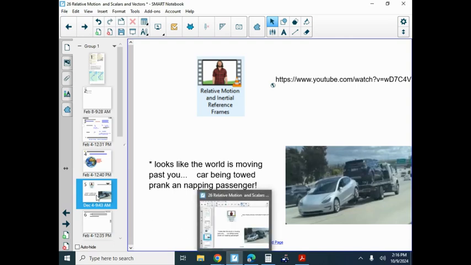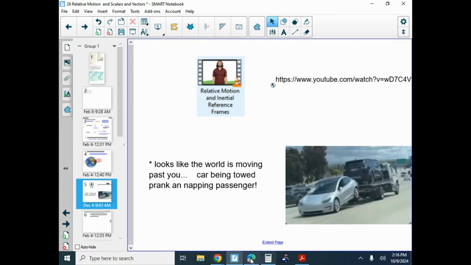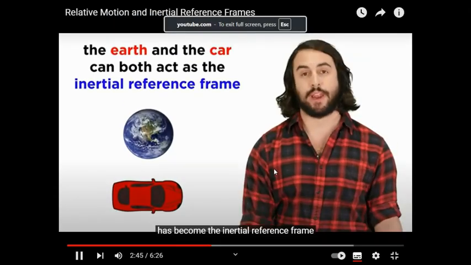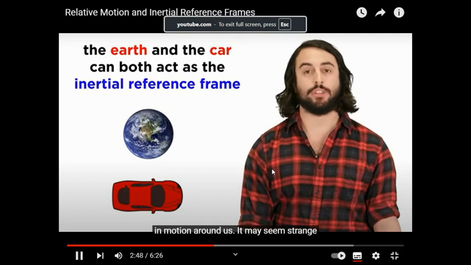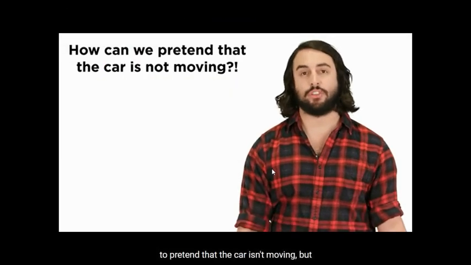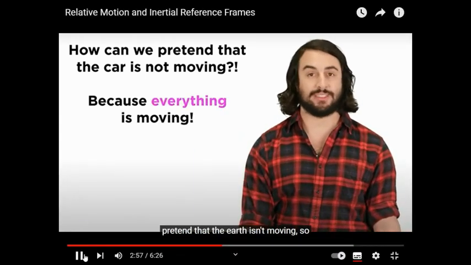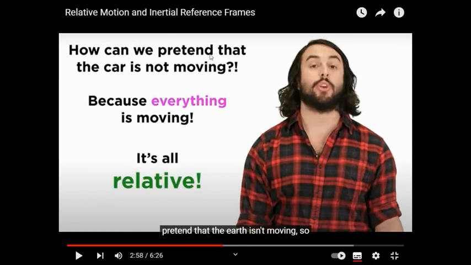All right. So back to the show here. The car has become the inertial reference frame that is standing still, and everything is in motion around us. It may seem strange to pretend that the car isn't moving, but remember, it's just as incorrect to pretend that the Earth isn't moving. And more importantly, you're not really pretending it's not moving, you're just saying it's not moving relative to you, you're not moving relative to it, which is all true in that scenario, of course, right?